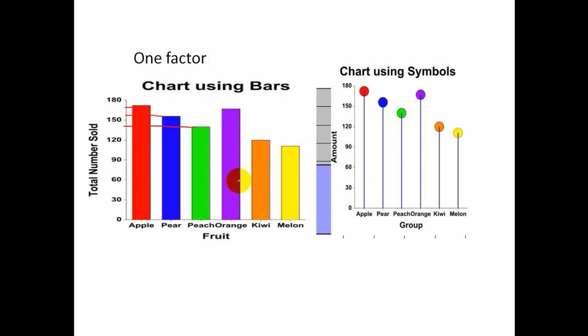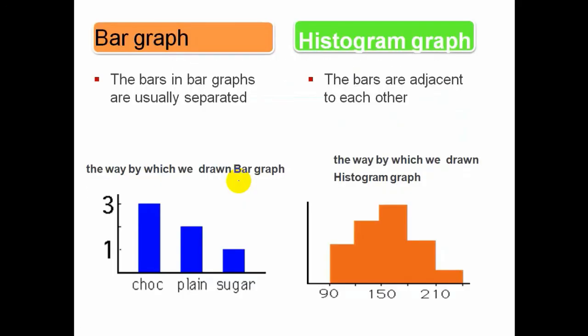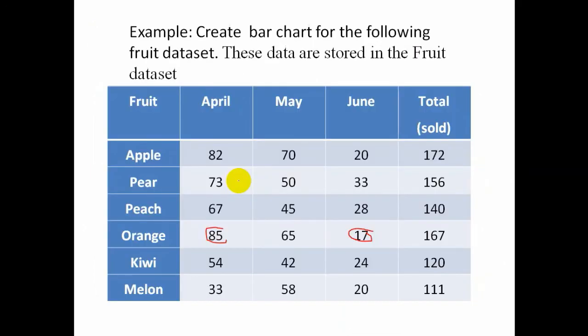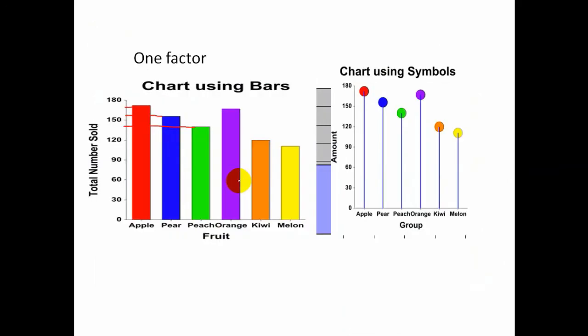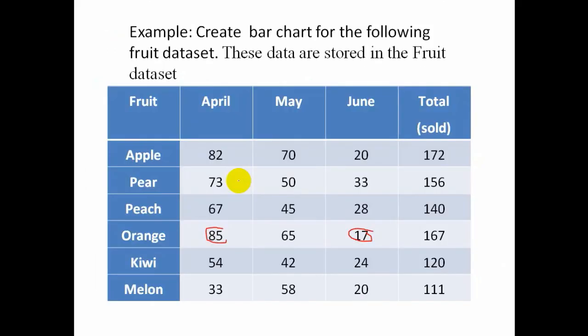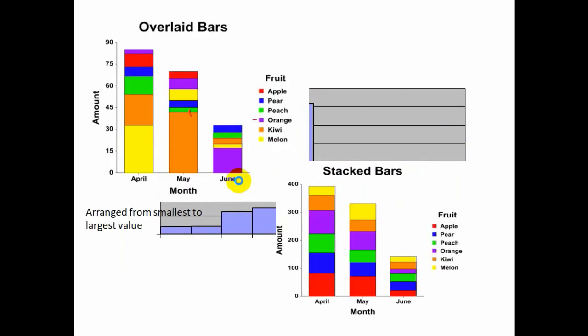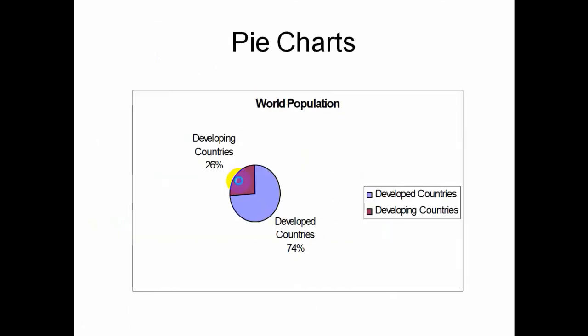Similarly, we can present the data by some graphs, as you see over here in the previous slides. We can use bar graphs and histograms. Bar graphs have some examples: vertical bar chart, horizontal bar chart, and other graphs like overlaid bars and stacked bar charts. Similarly, pie chart is also a graph for the representation of data.